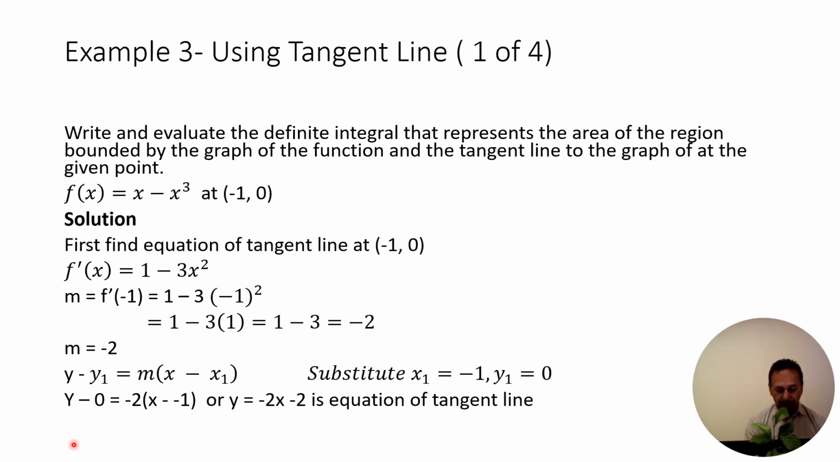And the slope is -2, so we have y minus 0 equal to -2 times x minus -1. So we simplify, so we get y equal to -2x plus 2 is the equation of tangent line. So now we're going to graph this function and this tangent.